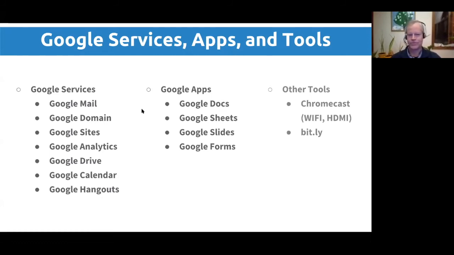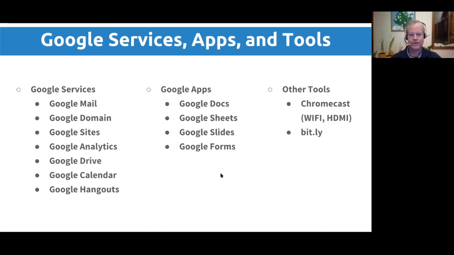You can create websites. You can use Google Analytics to monitor the web traffic on those sites. You get Google Drive, which is an online file system in which you can create folders and store files. And you get a calendar and also Hangouts, which is web video conferencing software. There's also Google Apps, which work well with Google Drive: Google Docs for creating word processing documents, Sheets for spreadsheets, Slides for presentations, and Google Forms for taking polls and that kind of thing.